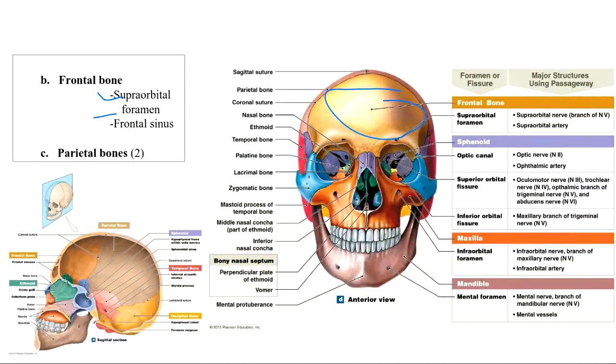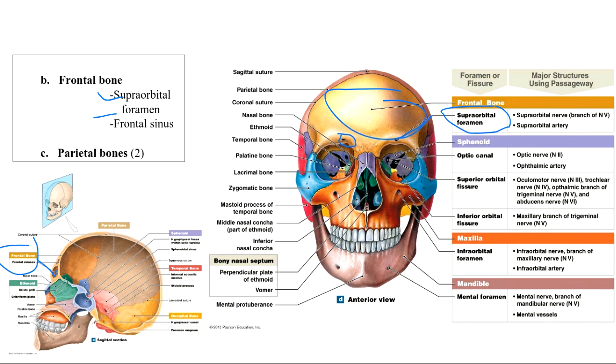Supraorbital foramen, you can see right here, points right to this little notch on the top of your eyebrow, if you will. There's one over here as well. Okay. And then the frontal sinus is a sinus, which is listed right here, that creates a little cavity within that bone. So those are the 2 sites you need to see for the frontal bone.